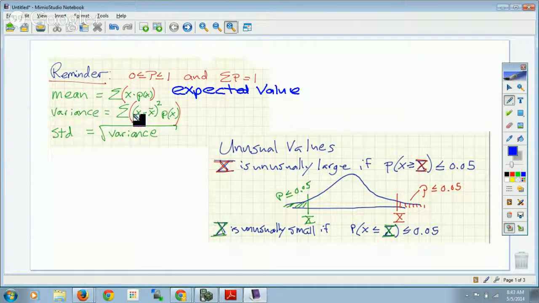And the variance is where we take the deviations, the distance from the mean of any particular observation, we square it, and we multiply by its probability, which is again weighting it, very important. Adding all of those up gives us the variance. If we take the square root of that, that gives us the standard deviation of the probability distribution.